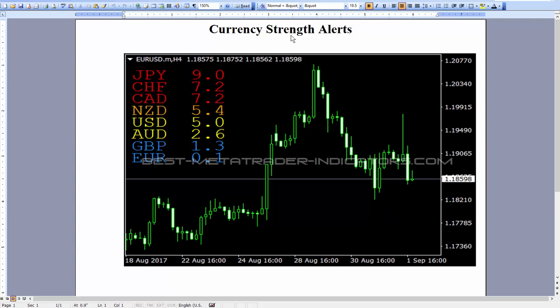Here's some currency strength with built-in alerts. It's another one that I came across most recently, and actually I'm using it. I really like this one, either red or blue, showing you the strength of the market.